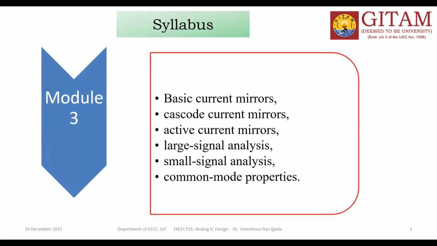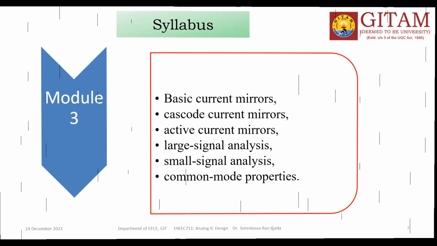So know the syllabus. What contents we should be learning in this module is basic current mirror circuits and cascade current mirror circuits, active current mirror circuits. Three components: basic, cascade, and common mode properties. These things we should understand.